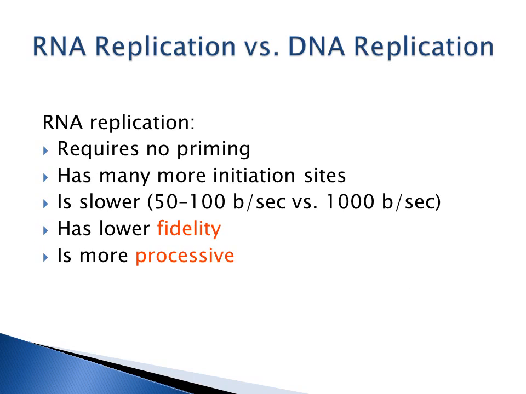So replication. RNA has to replicate just like DNA replicates. Remember, our cells are constantly dividing, so you have to replicate the nucleic acids within the cell. With RNA replication, there's no priming that's involved. And again, when we talk about replication in the next lecture, this will make more sense. RNA replication has more initiation sites than DNA replication. RNA replication is slower, it has lower fidelity, and it's more processive. Those are the slight variations between RNA and DNA replication that we will discuss in more detail in the next lecture.